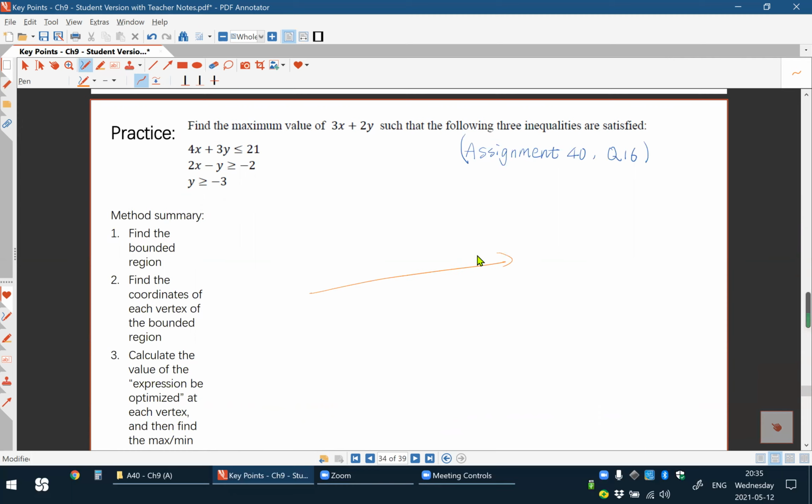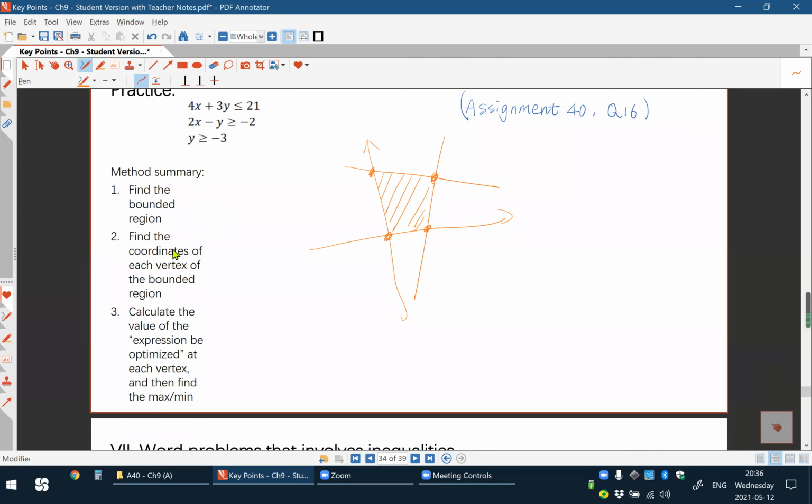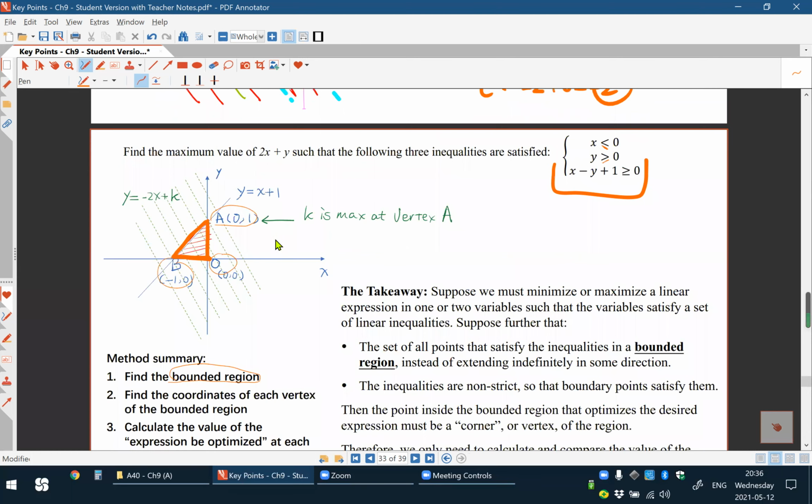Okay, so for example, if you draw the bounded area according to this set of constraints, for example, you have a line like this, another line like this, and this could be your bounded area. Okay, and these 4 points are the vertex. So first find the bounded region. Next, find the coordinates of each vertex. Okay, find the coordinates of the 4 vertex. Then calculate the value of the expression to be optimized at each vertex, and then find the max or min. Okay, if you still don't know how to solve this, just refer to the example I gave you here.